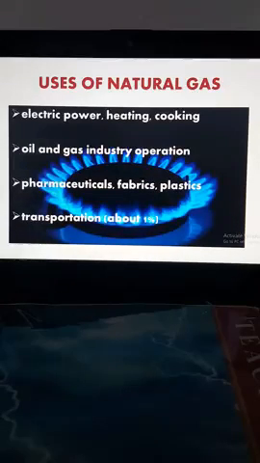Let's proceed to natural gas. Natural gas is used for heating in many homes. It is burned in fireplaces, heaters, water heaters, and stoves. Moreover, it's also used in oil and gas industry operations, pharmaceuticals, fabrics, plastics, and a small percentage is used for transportation as well.